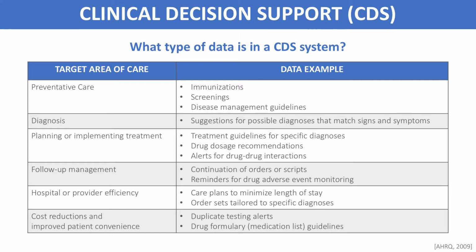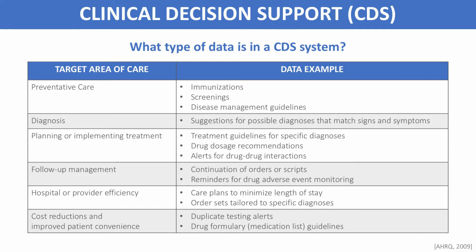Lastly, CDS systems can include data that aims to reduce costs and improve patient convenience. Two ways that the system can do this include alerting doctors about any duplications in testing. Many times clinicians may order the same test twice, especially if there's a change in shift or multiple people taking care of the patient, which is very common in hospitals. This alert helps reduce the cost and inconvenience that the patient incurs when duplicate tests are performed.